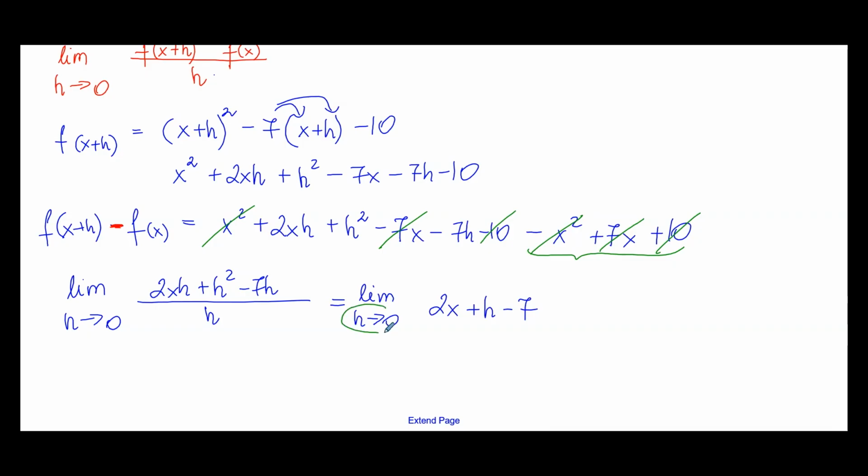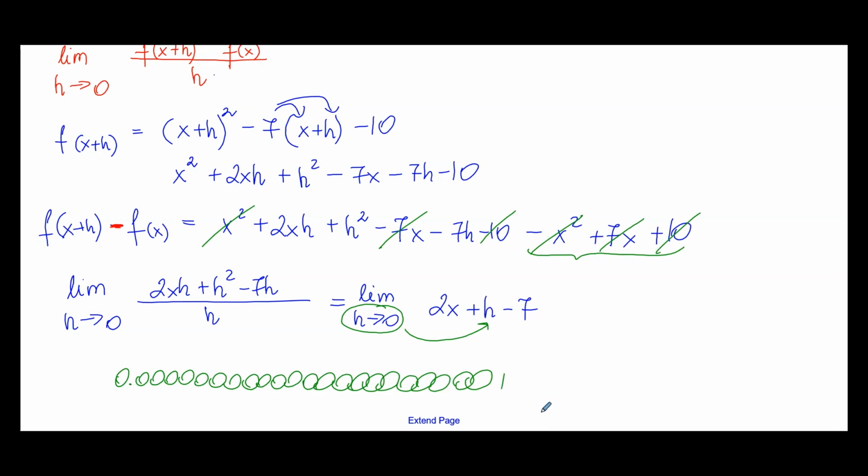So the key is here as h is approaching 0. This value of h will become really, really small. It will never reach 0, but it will be extremely small. So what will we say? That number in comparison to 2 and 7 is insignificant. It would be 0. Therefore, the evaluation of our limit is 2x minus 7.